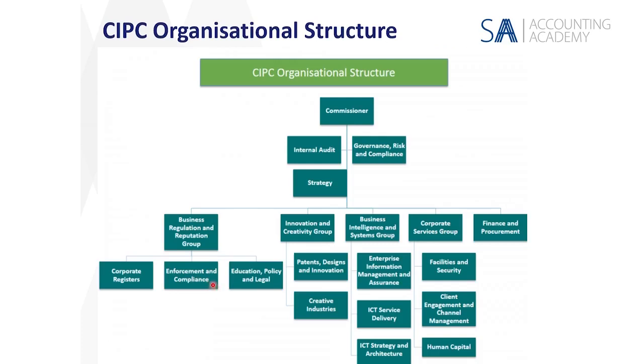So this is just to help you with understanding where they fit in. It is much wider than that, because they've got sections in here under patents, and there's creative industries as well. There's all the information technologies, business intelligence groups, corporate services, all of this, and then there's finance and procurement. But like we said, risk, governance, and compliance would be the majority of the functions. So that's just to help you understand where this all fits in.